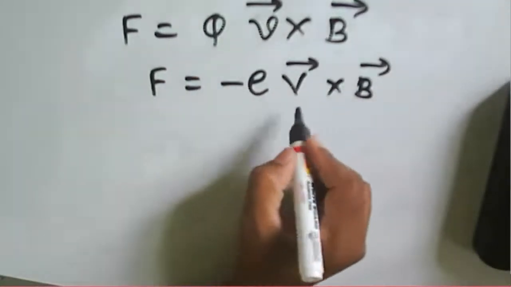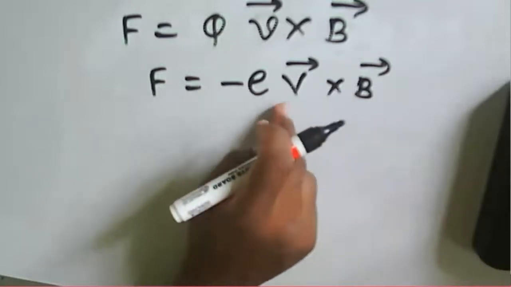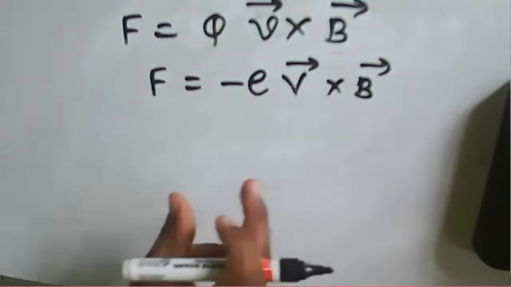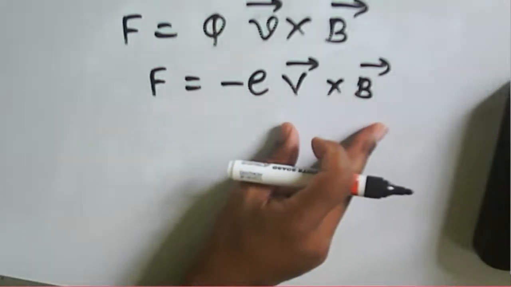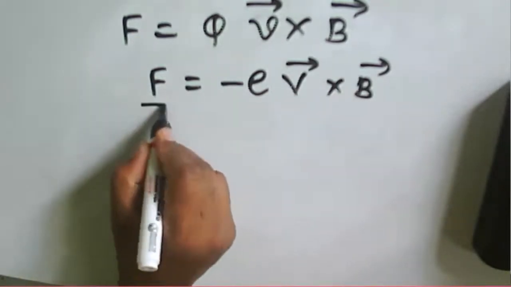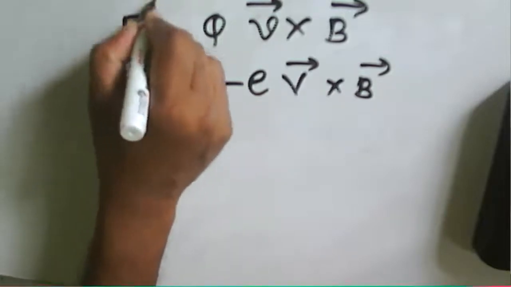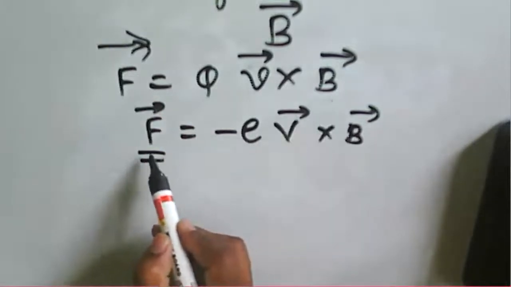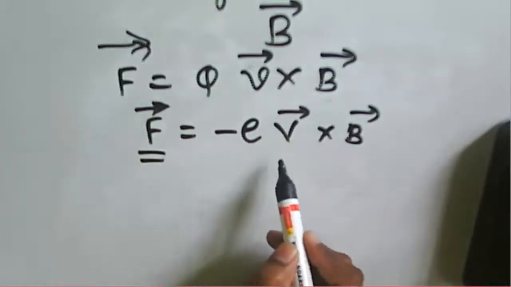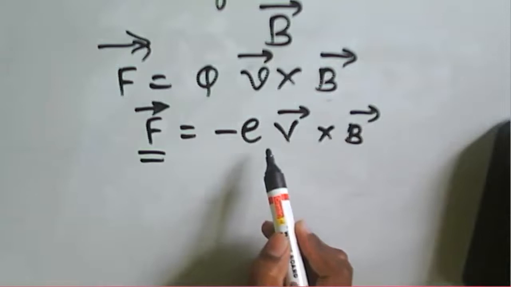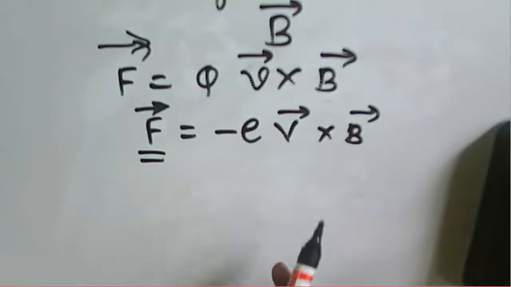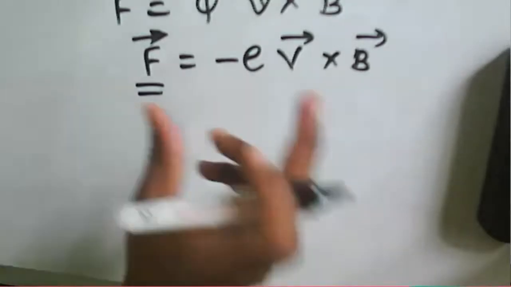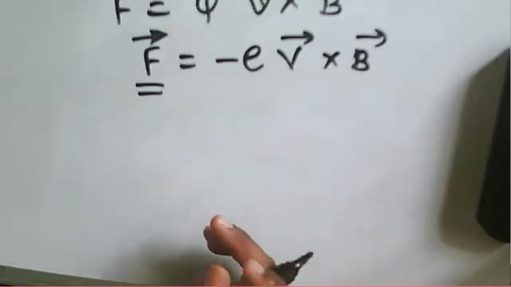Then V cross B here, we can write velocity and magnetic flux density in terms of a Cartesian coordinate, cylindrical coordinate or spherical coordinate. Similarly, we will get the equation of a force in terms of a vector. So we'll get the equation in terms of a Cartesian coordinate, or a spherical coordinate or a cylindrical coordinate. So we'll write the equation in that way.